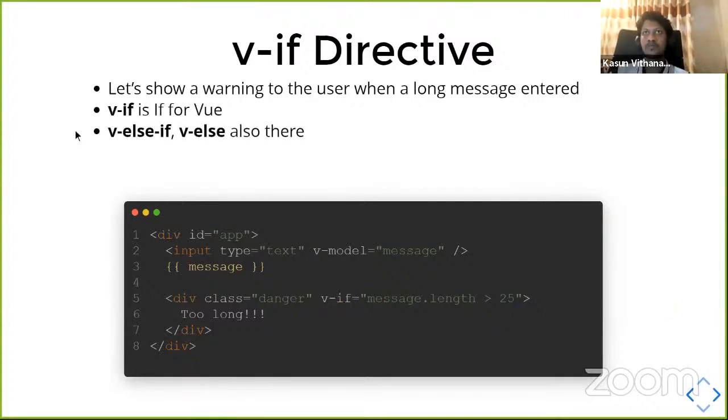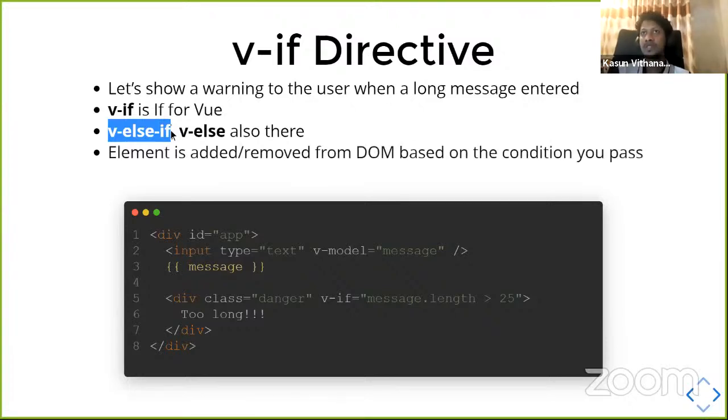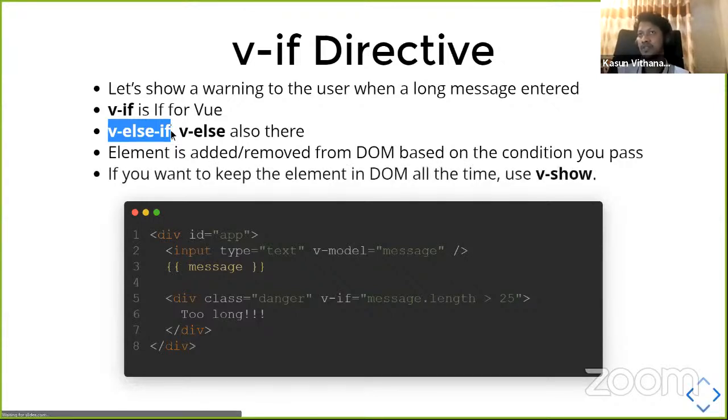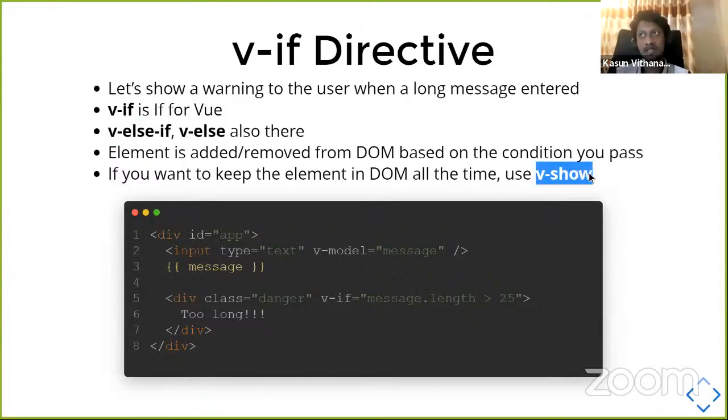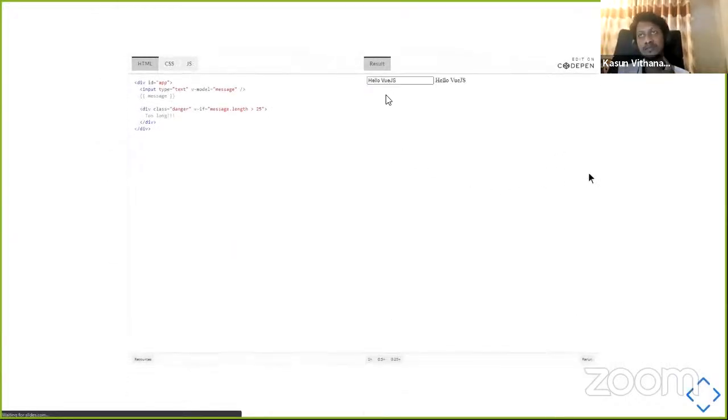Also, in Vue.js, you can use v-if, v-else-if, and v-else to do conditional rendering. As I said, this v-if directive is removing or adding the element based on the condition you pass. But if you want to keep the DOM element all the time, you should use v-show, which will use CSS to hide the element from the user. So now let's see it in action.